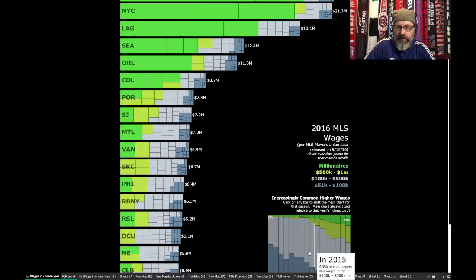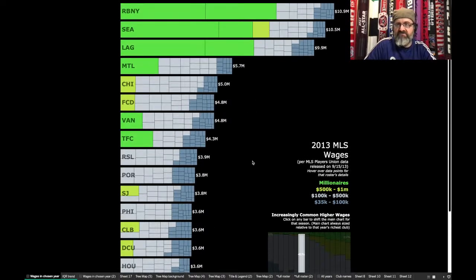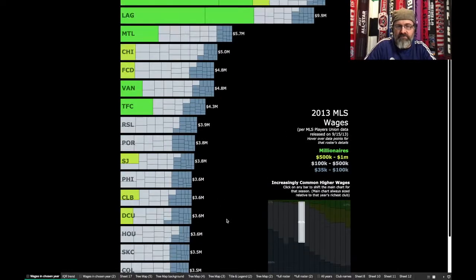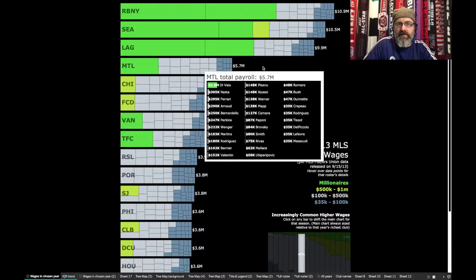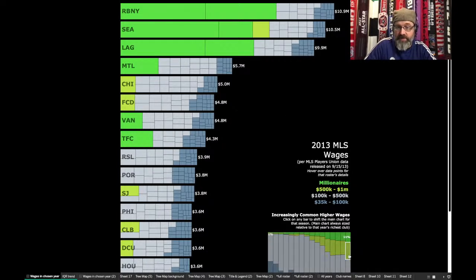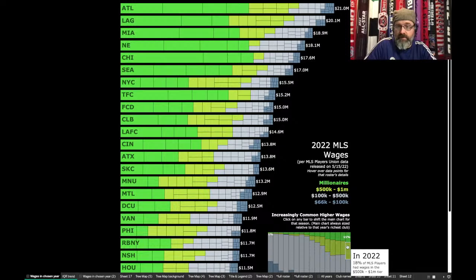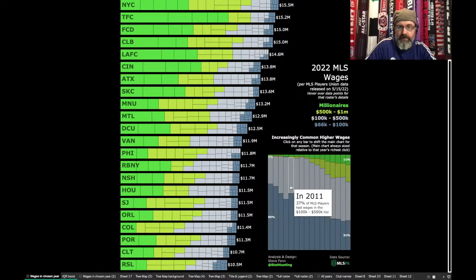Let's go back a little further. 2013. Still, 3 big spenders, and nobody else really. And you've got the 4th place team at half of what the top spender is spending. Again, the most recent one, it's last place that's got half the payroll. Let's go back a little further, 2010.